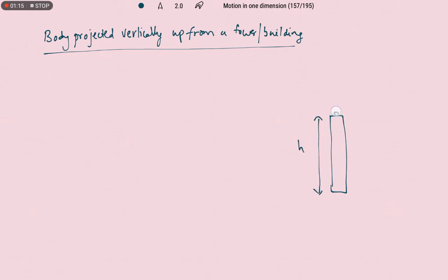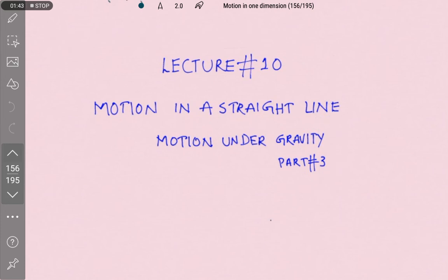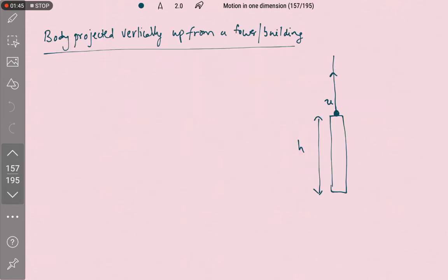From the top of the tower we are projecting a body vertically up by giving some initial velocity. In this case we are going to study the final velocity of the body on reaching the ground and the time taken to reach the ground. Before going into detail, let us study the sign conventions for this kind of motion.